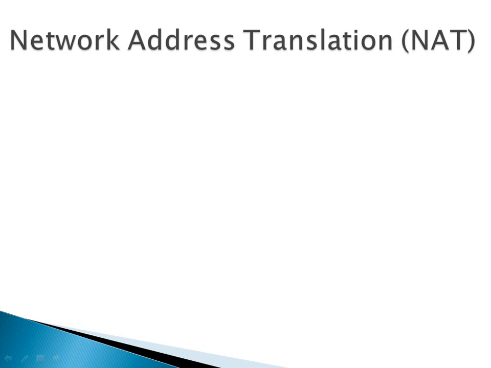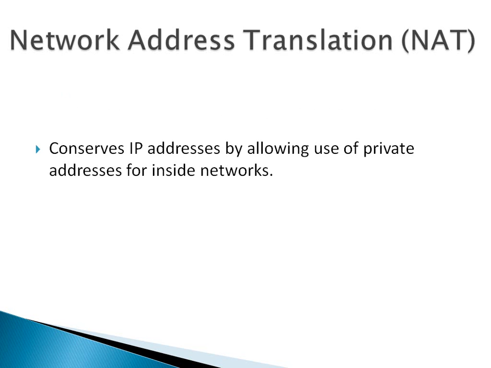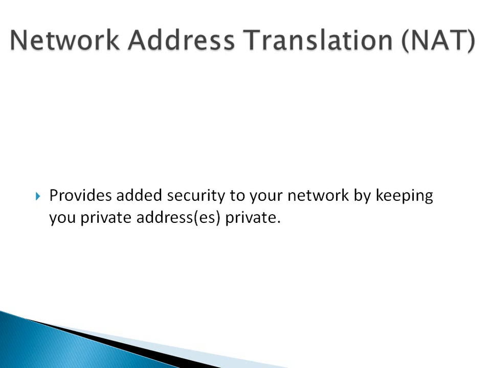Network Address Translation, commonly referred to as NAT, is used to translate a private address that is not routable across the Internet into a public address that is routable across the Internet. It conserves IP addresses by allowing the use of private addresses for inside private networks. It provides added security to your network by keeping your private addresses private.